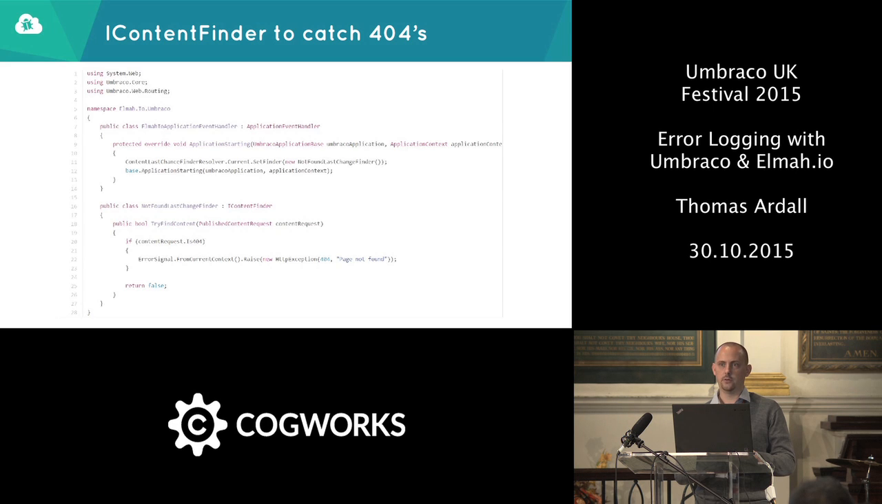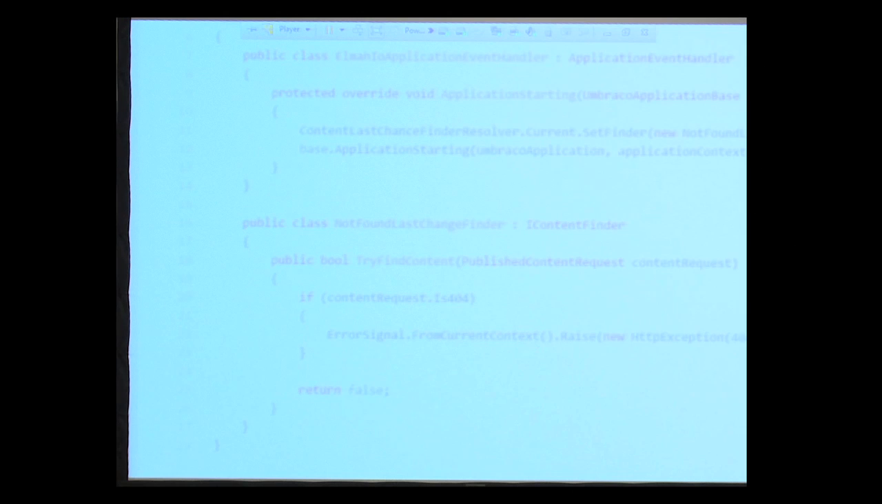This one is called by Umbraco when it's trying to find content. We have a request object here with some contextual information on it, and we can check, is this a 404, the not found exception? And if it is, we can use the Elmah API, so ErrorSignal from current context and so on. It's a .NET client delivered with Elmah, not Elmah IO. So if you don't want to use elmah.io, but just use Elmah, you can use this code to get these not found exceptions logged in Elmah as well.